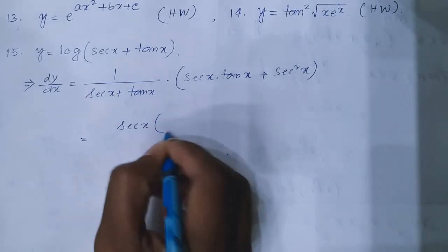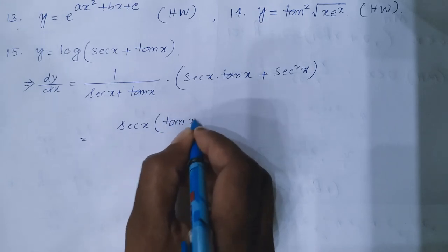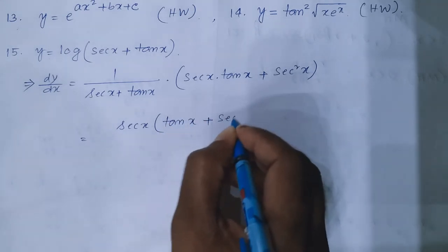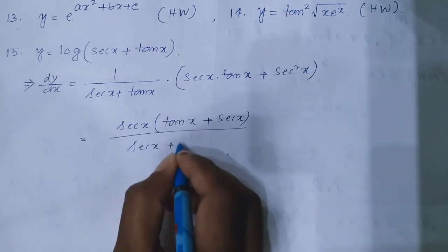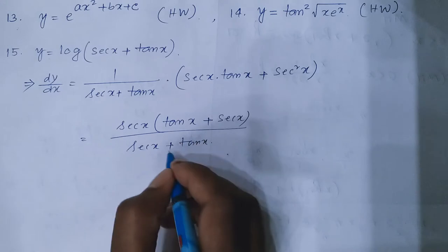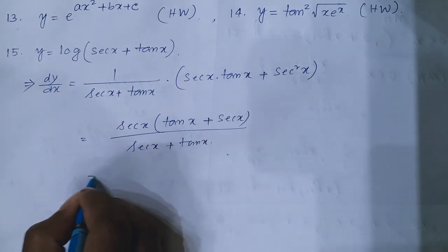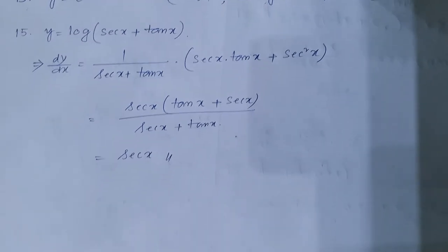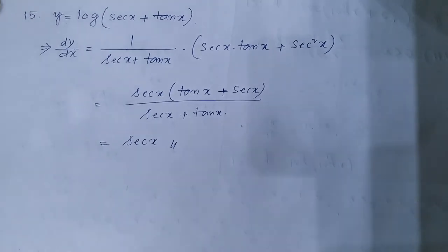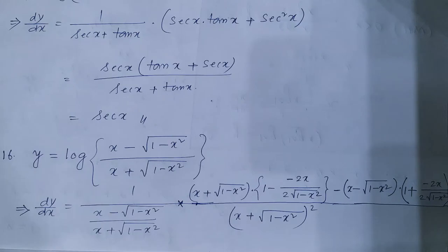So sec x whole into, it is then (tan x plus sec x) whole terms divided by (sec x plus tan x). So these two terms, numerator and denominator, will cancel each other. So you have the answer only sec x. So you may leave the answer here. Okay, come to a new question.